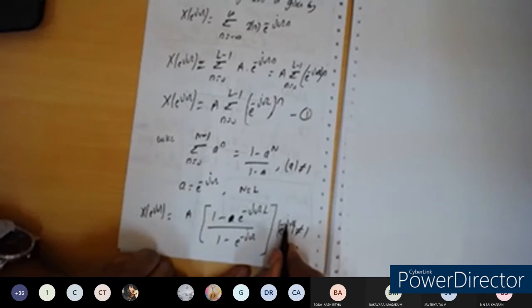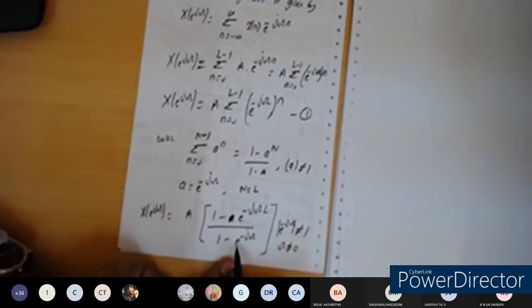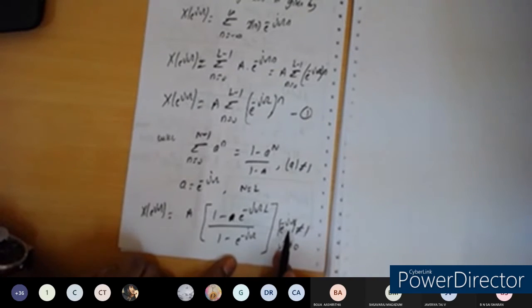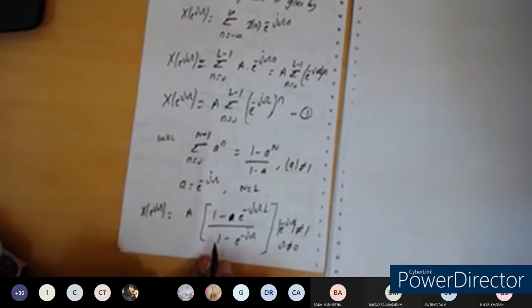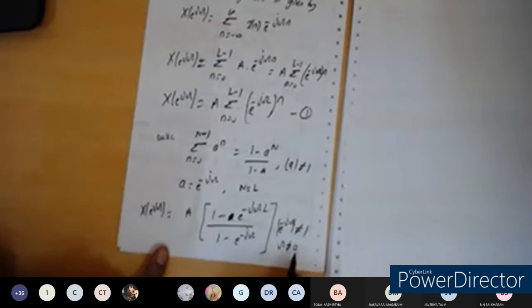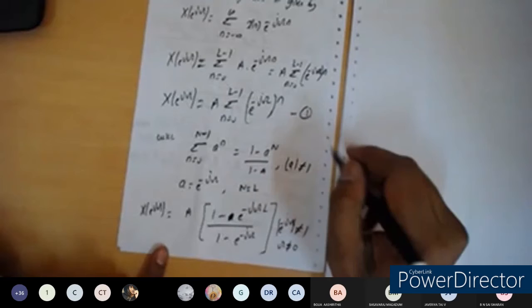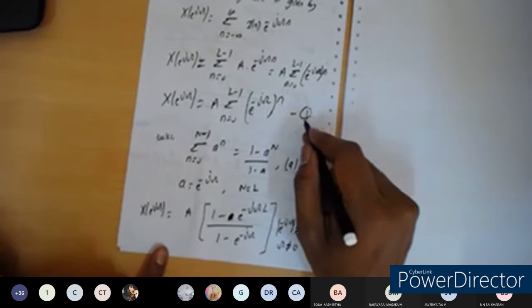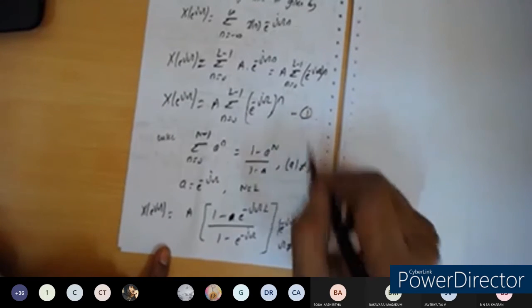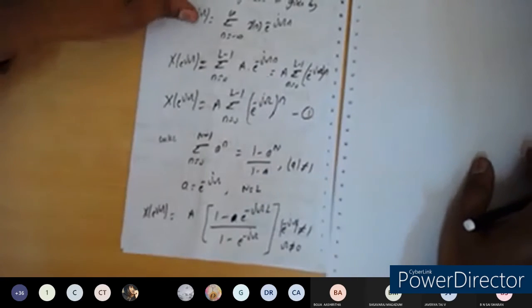If I substitute omega is equal to 0, then e to the power of 0 will become 1 here. So when we are evaluating, first we are going to take the respective value, and later we are going to derive the corresponding term for the case that exists. So this is for omega not equal to 0. This is the value of X of e to the power of j omega for omega not equal to 0. Now in order to find the value for omega equal to 0, we are going to consider equation 1, substitute omega is equal to 0, and find the corresponding value.